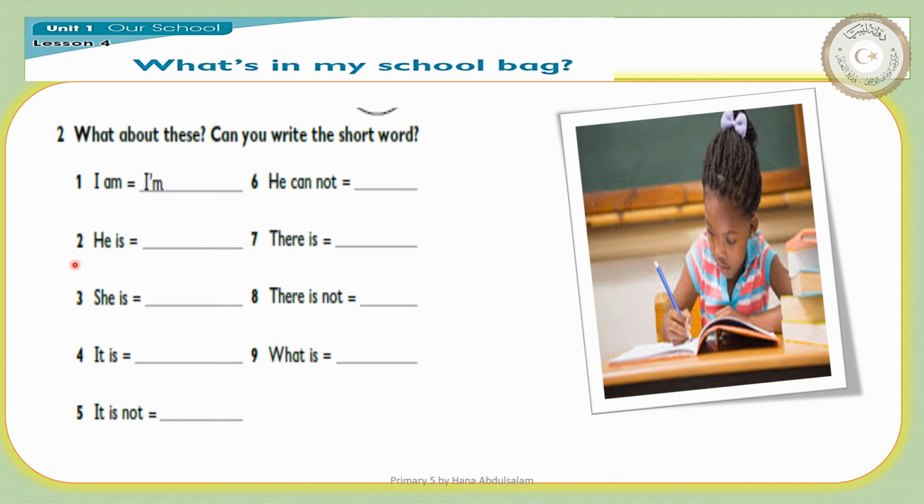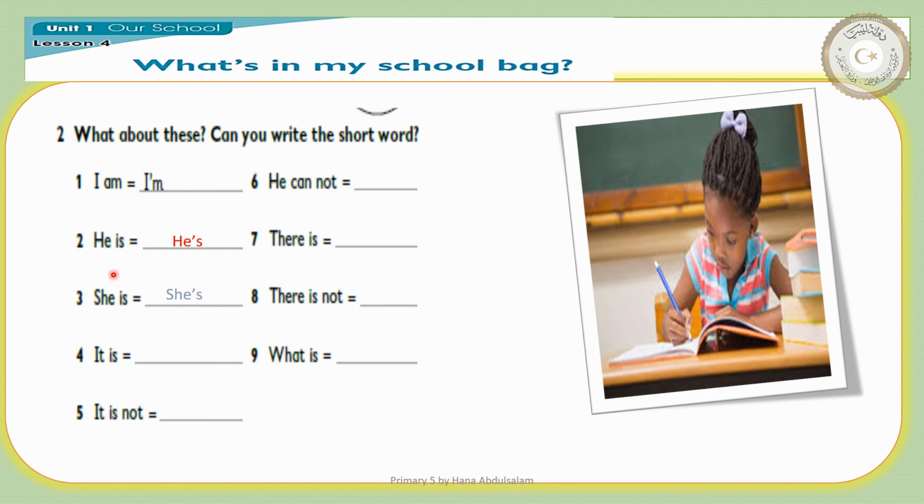Can we go now to number 2? Who can write it? What can we do? He is, he's. Excellent. So can you see? He is, he's. What about she is? Who can answer it? She is, she's. Can you say it? So here we have an apostrophe, and we write s.